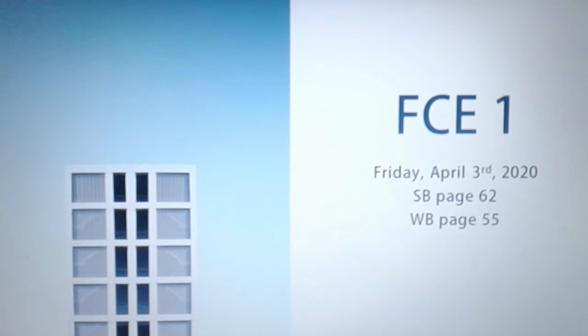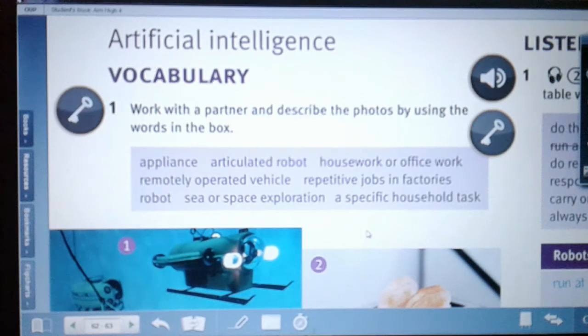So today you need to open your student book, page 62, and later please also open your workbook, page 55. Have you opened your student book, page 62? There you can see our topic today, and it's about artificial intelligence. Have you ever heard about this term? Or maybe do you know something about artificial intelligence?